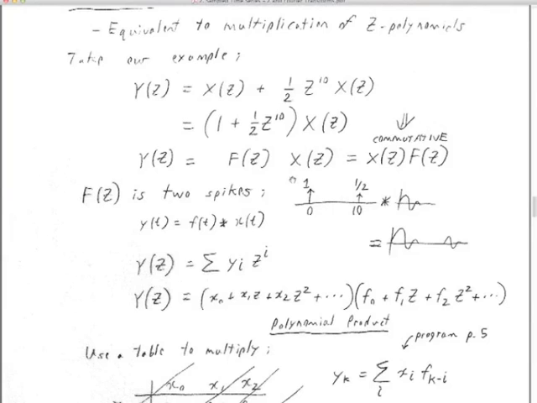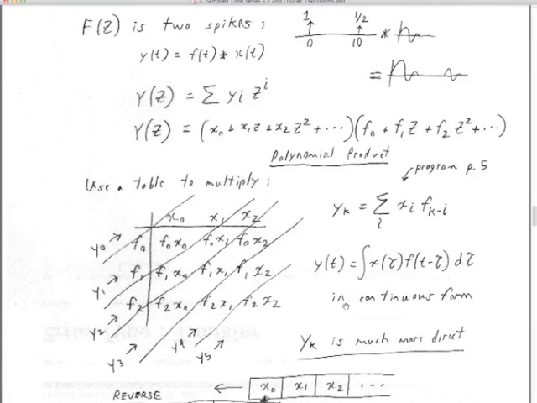Now we know that that is the same as this polynomial multiplied by this one, and we write out f. So here's f, and you see it's written generally as f at time 0 times z to the 0th power plus f at time 1, the f component at time 1, times z to the 1st power plus f at time 2 times z squared, and so on. And then here's x written out as a z polynomial.